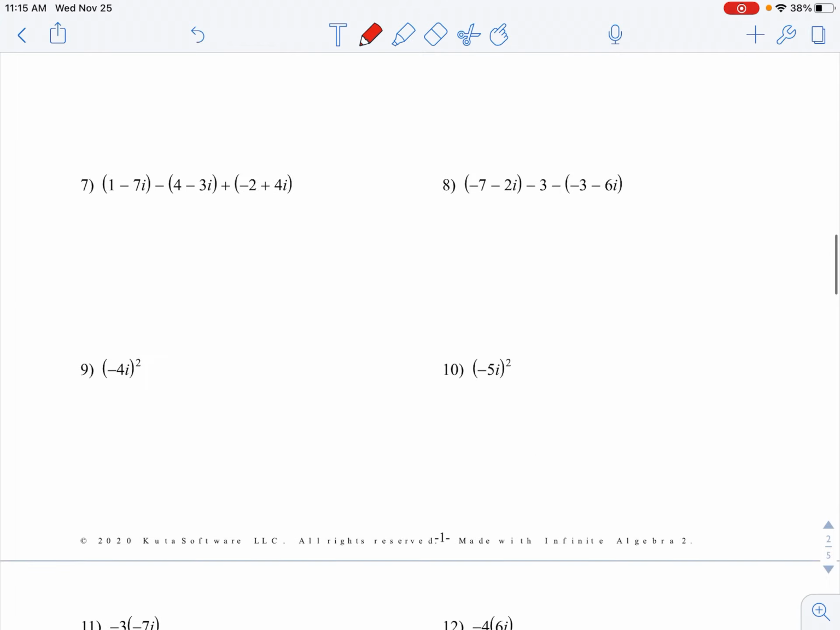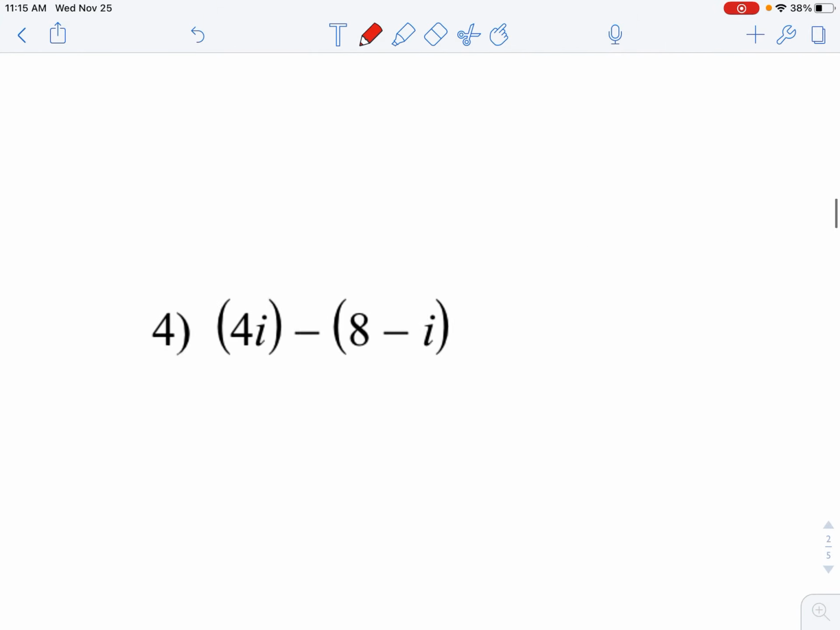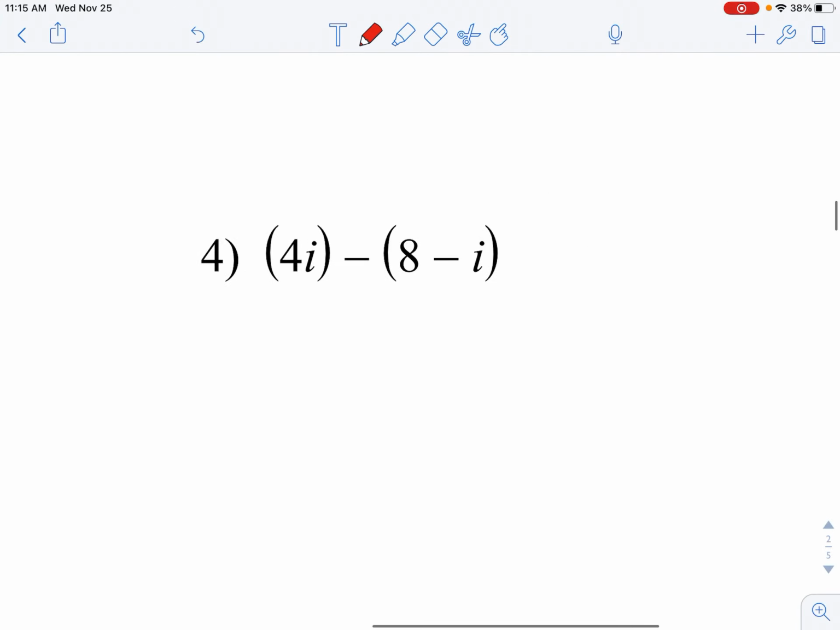So we're combining like terms. Number 4, kind of the same thing, combining like terms, although we do have this little detail of a minus in front of a parenthesis. In case you've forgotten, when you have a situation like this, you do have to distribute that minus sign.